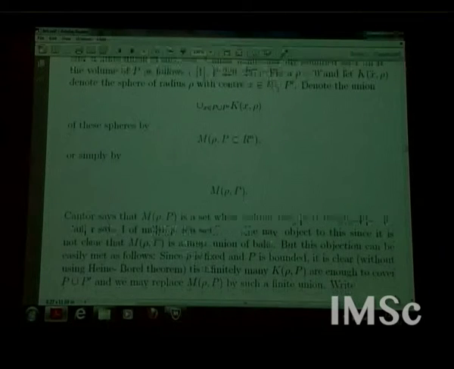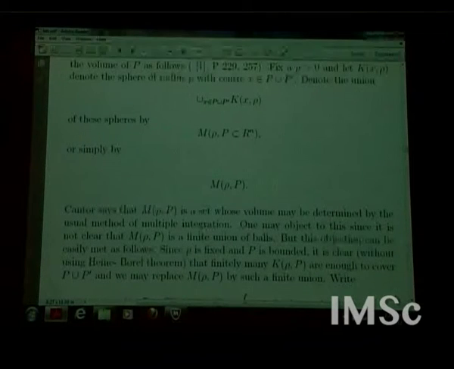Cantor says that M(rho, P) is a set whose volume may be determined by the usual method of multiple integration. Now his union may be an infinite union, and that criticism will be there. But let us not do that here, because rho is fixed and your set is bounded and closed. So if rho is fixed, without using the Heine-Borel theorem, you can cover it with finitely many balls or rectangles. So that is no criticism.